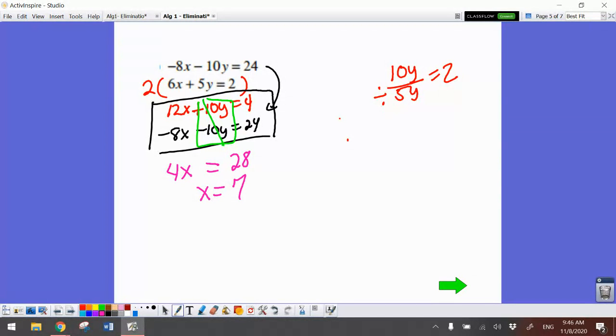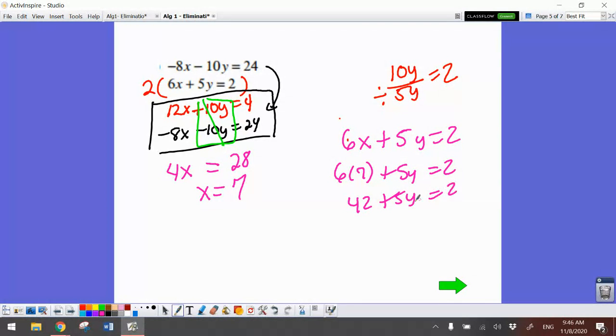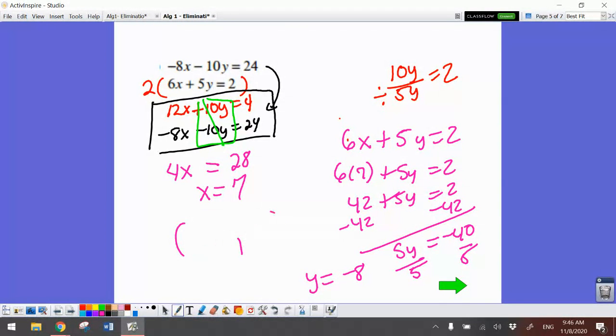So I'm halfway there. Now I can use any of those equations to come up with my y value, but I think I want to use the second one, the 6x plus 5y equals 2, because it doesn't have any negatives. So I'm going to substitute the 7. So 42, my 5y, the 2, minus my 42. So 5y equals negative 40. Divide by 5, I come up with y equals negative 8. So as an ordered pair, remember this is x and y, I have 7 and negative 8.